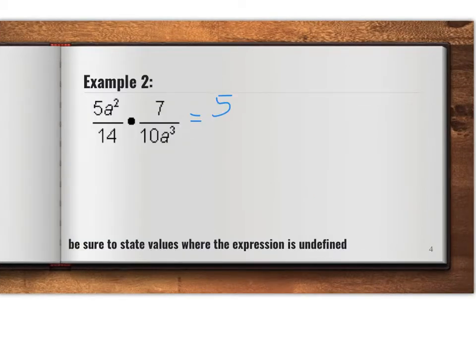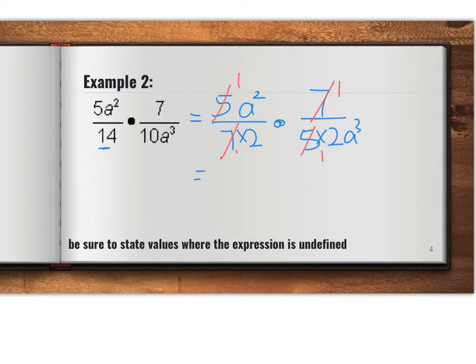Okay, so I'm going to rewrite this as 5a squared, and I'm going to change the 14 into a 7 times 2, big times here, and 7, and I'm going to change the 10 to a 5 times 2, a to the 3. And from here I can see that there's a 7 here divided by a 7 here, and a 5 here divided by 5 here, so I can cancel those.